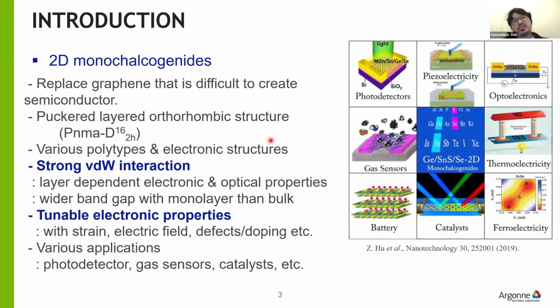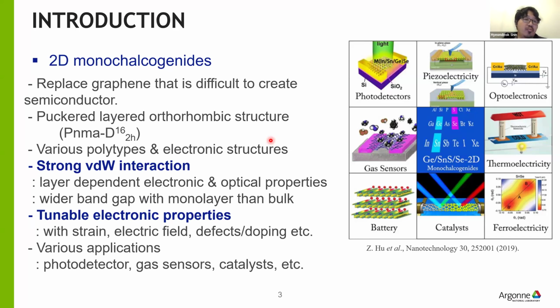So here's the key introduction. 2D monochalcogenides have attracted a great deal of attention. They can be considered as a replacement for graphene, which is difficult to turn into a semiconductor with an opening gap. They usually possess orthorhombic structures, and are known to possess various polytypes. So various electronic structures, depending on the polytype structure, are expected.